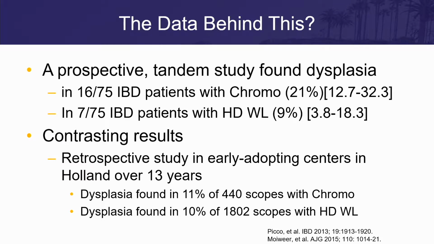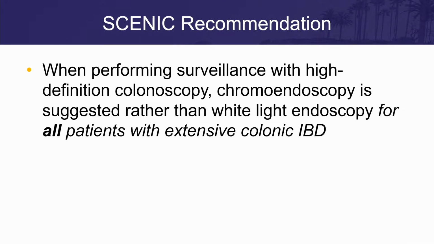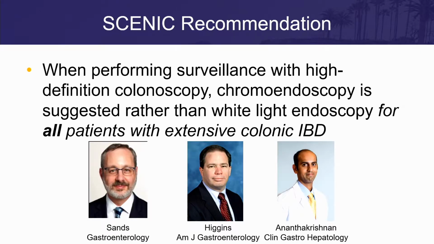But a similar study in Holland at the same time, a retrospective study where they were early adopting centers with chromo, found dysplasia in 11% of 440 scopes with chromo and 10% in 1,802 scopes with high-definition white light. And really, in clinical practice in a big center, not seeing a big difference. So the text of the recommendation from SCENIC was, when performing surveillance with high-definition colonoscopy, chromoendoscopy is suggested rather than white light for all patients with extensive colonic IBD. And that was a pretty controversial statement to make.